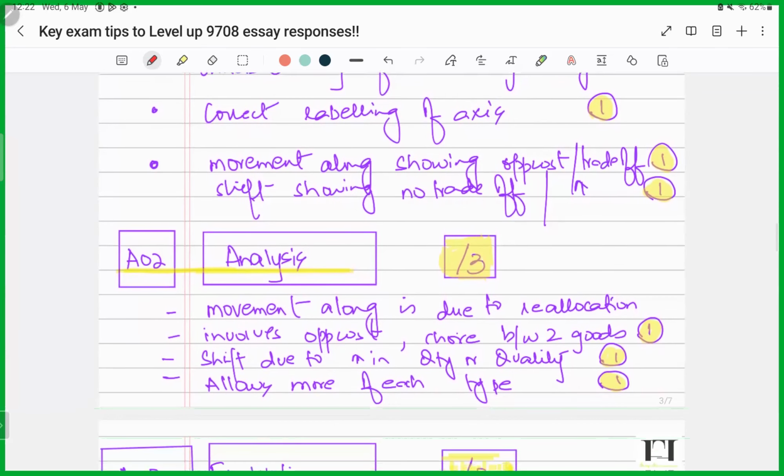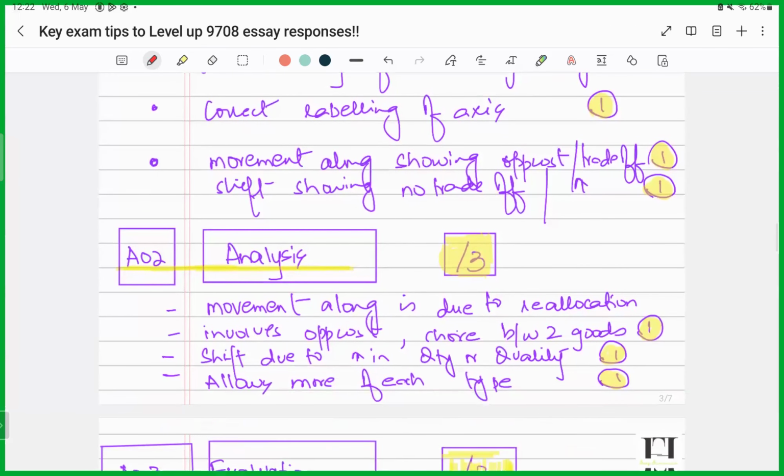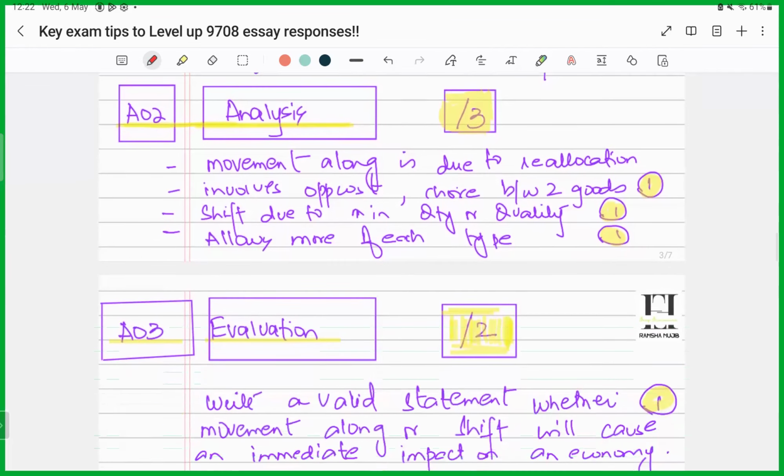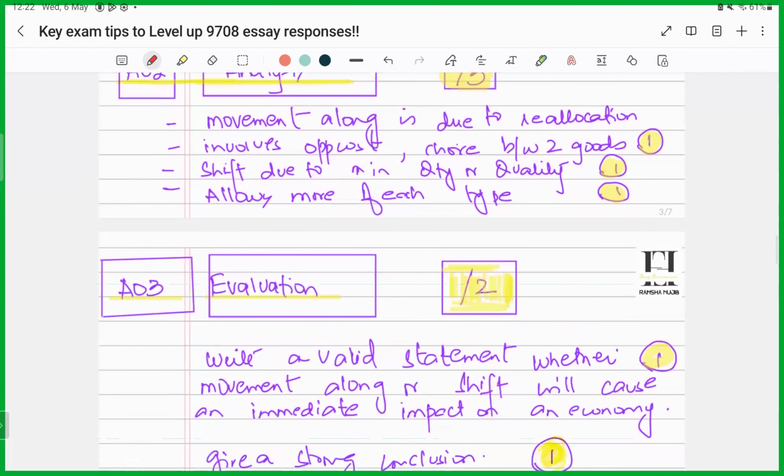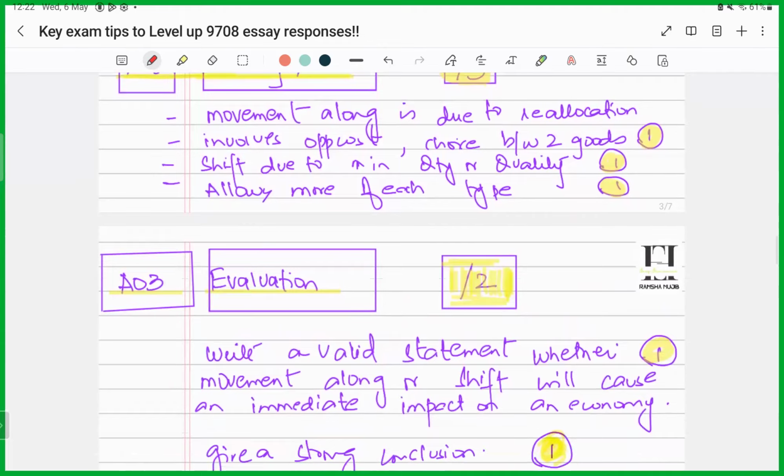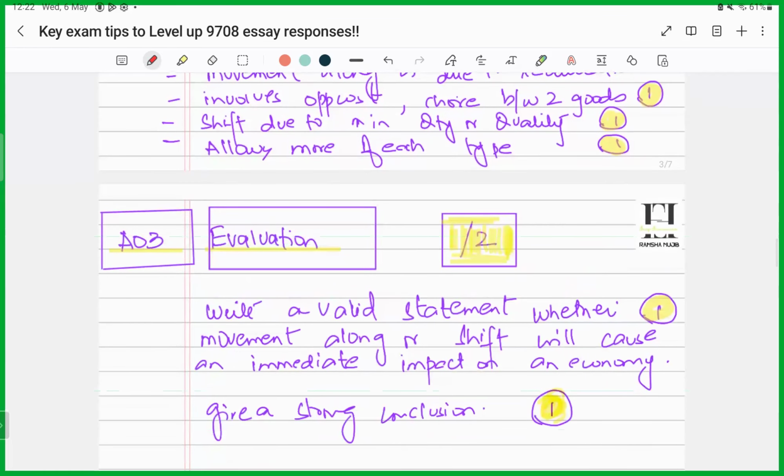The breakup of analysis was when we showed, yes, it involved an opportunity cost, showing that by increasing the quantity of the quality, the shift allows us to produce more of each type. And finally, evaluation, when we wrote a valid statement, like I just explained, and then we brushed it off with a strong conclusion, right?